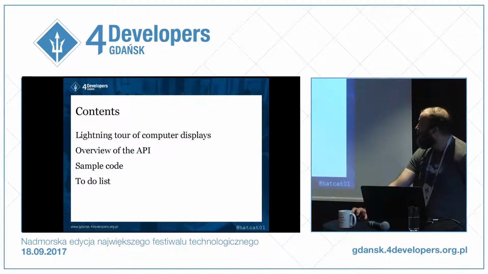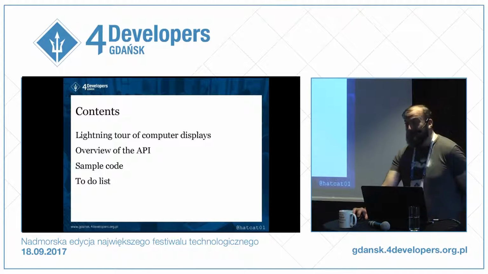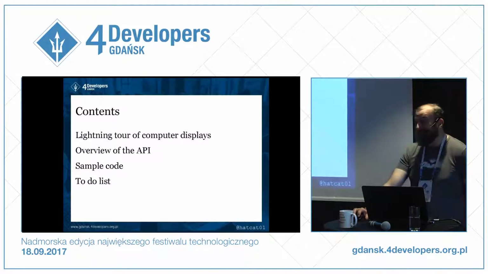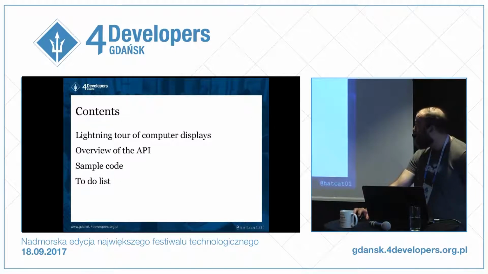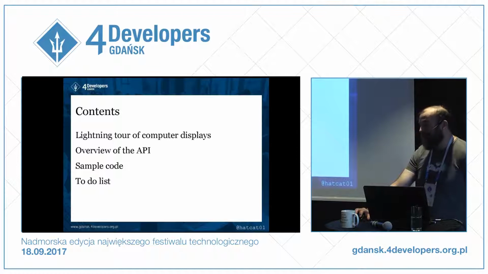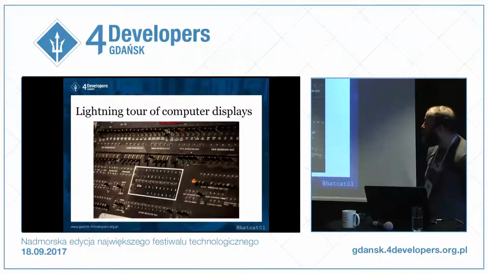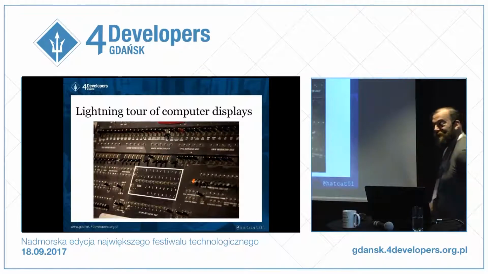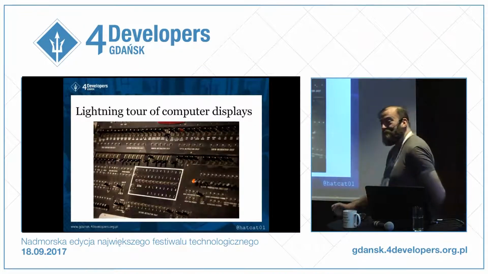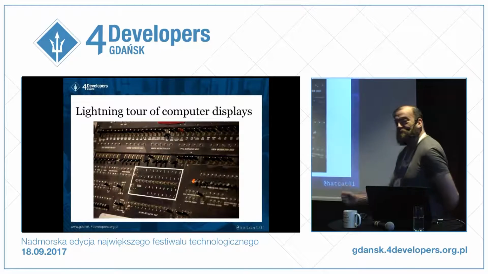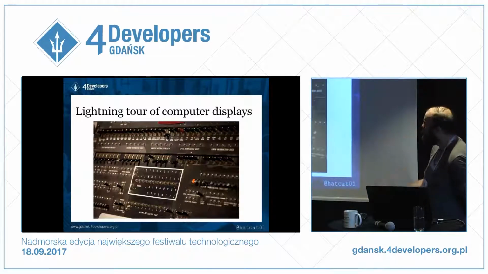Okay, here's the overview. We'll start with a lightning tour of computer displays, because that's really what graphics and display is all about. Then we'll take a quick overview of the API. Then we'll come up with some sample code. And then there's a to-do list, which you can help with. So it's not very picture heavy, this presentation. I've loaded all the pictures at the front, so enjoy them. After this, quite a lot of text. But we'll start with computer displays.